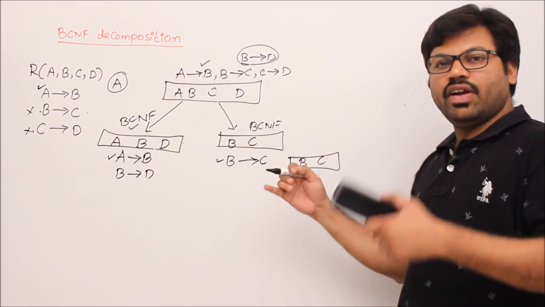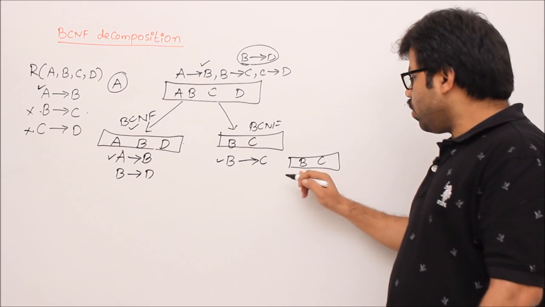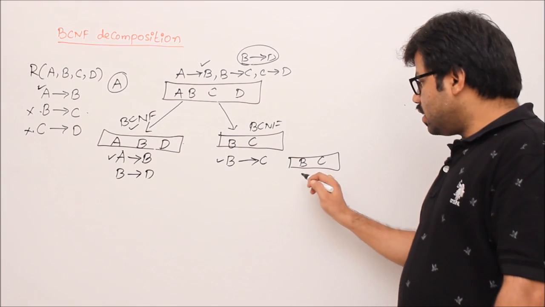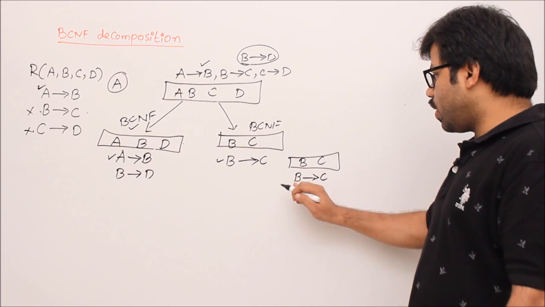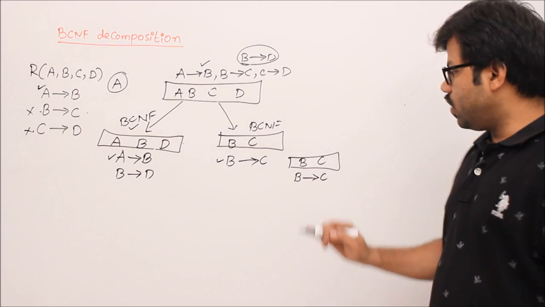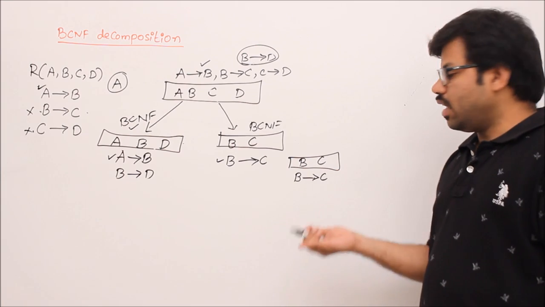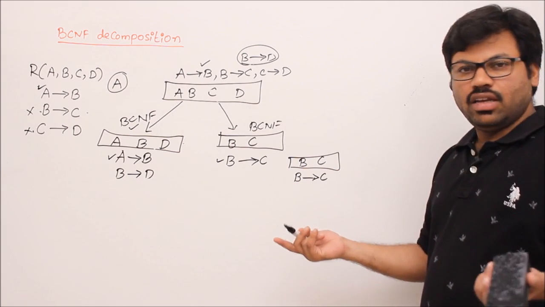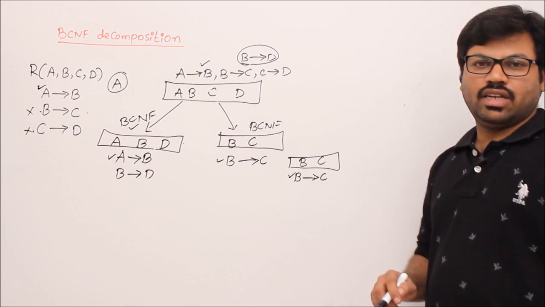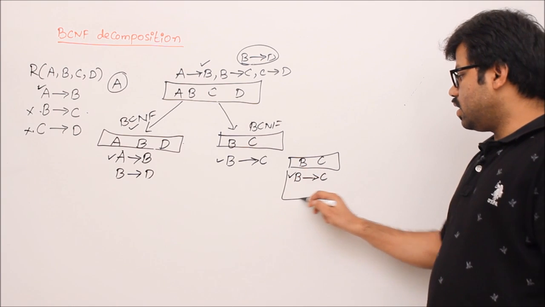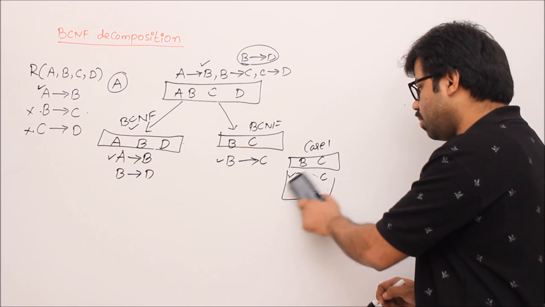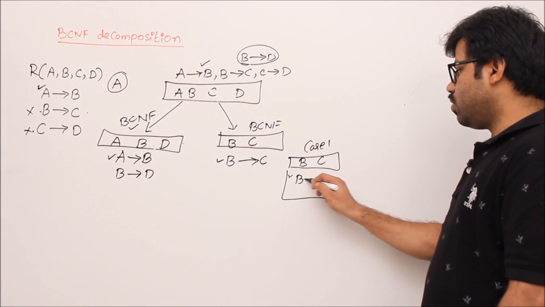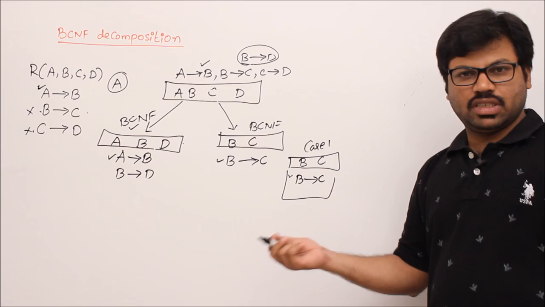Case number 1. Let me divide this problem into cases. Whenever you have two attributes, only these are the possible rules. One is B to C, that's it. That means one attribute determines another attribute. If this is the only rule you have, then B will become super key. So this is in BCNF. Try to understand. So this is case number 1. In your BC table there is only one rule, that is B to C, then automatically that is in BCNF.